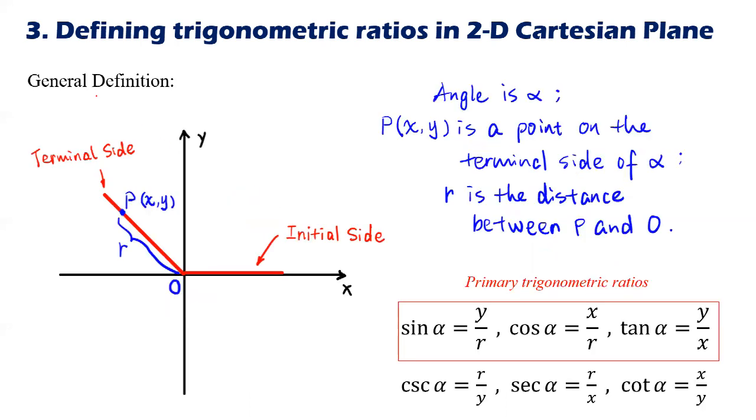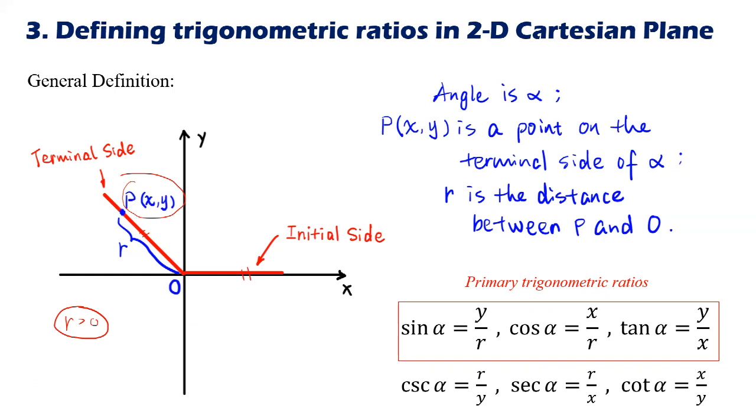Next, let's have a look at how we define trigonometric ratios in a 2D Cartesian plane. Suppose we have an angle in the 2D Cartesian plane. This is the initial side, and this is the terminal side. You can find any point on the terminal side except the origin point. We denote the distance between this point and the origin as r. R is distance, right? So r is always positive. And the coordinates of P are x and y.